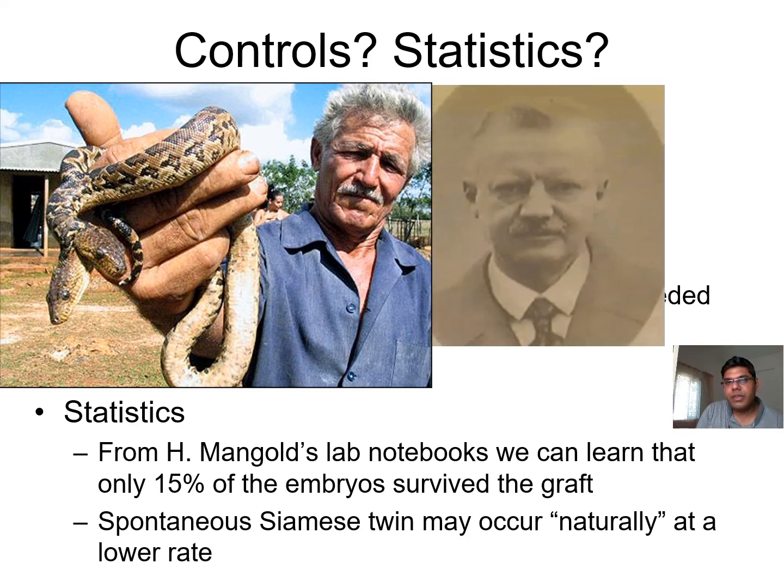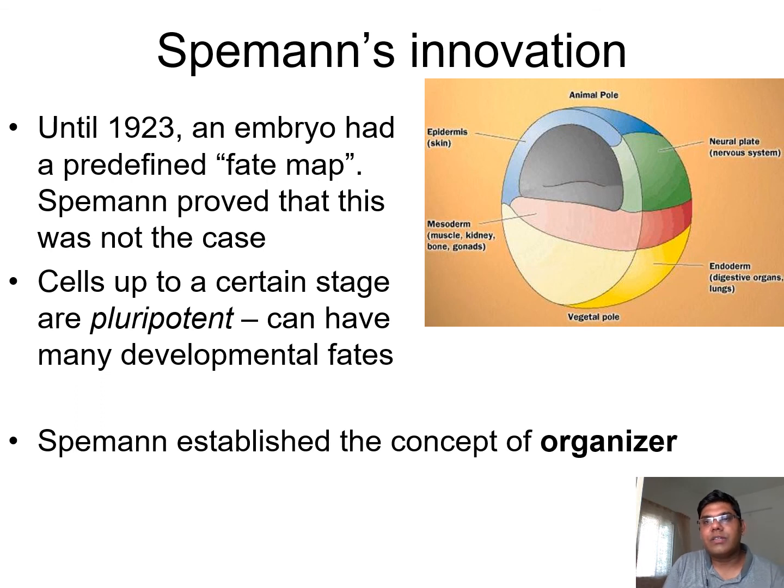So Spemann's innovation was that until 1923, an embryo had a predefined fate map where each layer, the ectoderm, endoderm, and mesoderm, can give rise to different cell types, thereby forming different parts of the organs of the body. The cells up to a certain stage are pluripotent and can have many developmental phases, whereas Spemann established the concept of the organizer in this case.